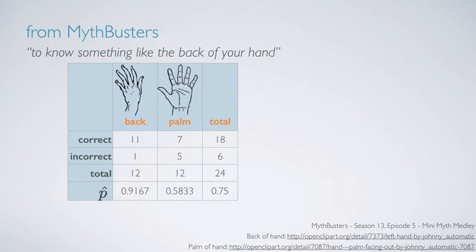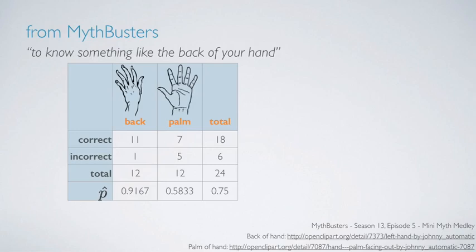And they had 12 volunteers where they showed each volunteer a set of 10 pictures of backs of hands, and they were asked to guess which one was the back of their own hand. And we had seen that 11 out of the 12 subjects were able to identify the backs of their hands correctly. When they redid the experiment with the palms of the hands this time, only 7 out of these 12 subjects were able to identify the palm of their own hand correctly.